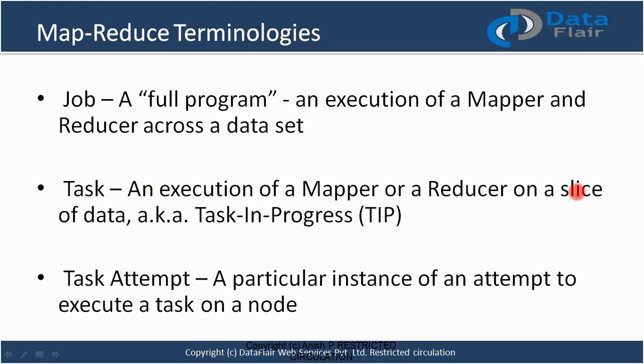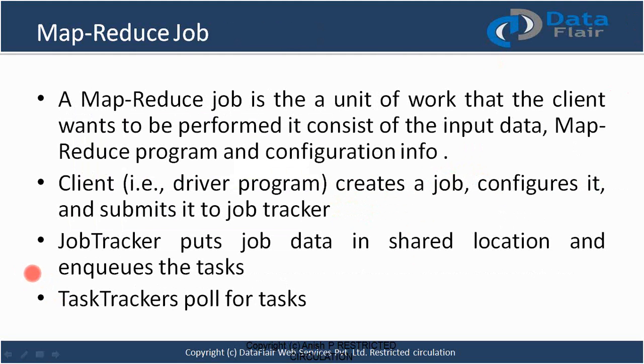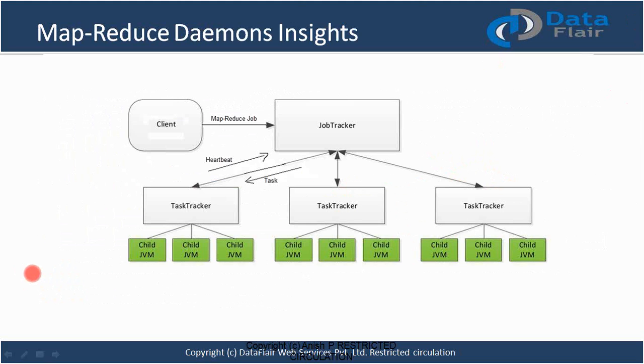So my data is split across the cluster in the form of blocks. Processing of a block can be considered as a task. In correct terminology, there can be one map task or one reduce task. Task attempt, we'll see later, is a particular instance of an attempt to execute a task, but we'll discuss later.